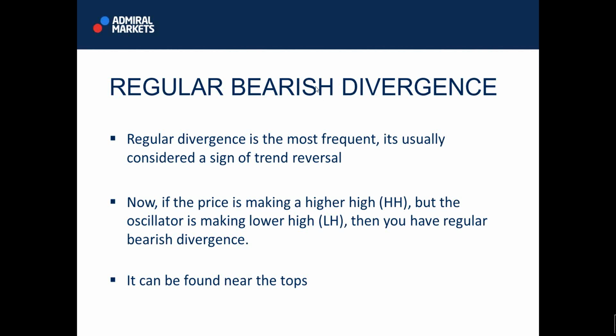Regular bearish divergence is usually the most frequent one, and it's usually considered a sign of trend reversal. So if the price is making a higher high, but the oscillator is making a lower high, then you have a regular bearish divergence. And it can be found near the tops. So regular bearish divergence is usually showing up near the tops, and it's usually a sign of retracement or reversal.